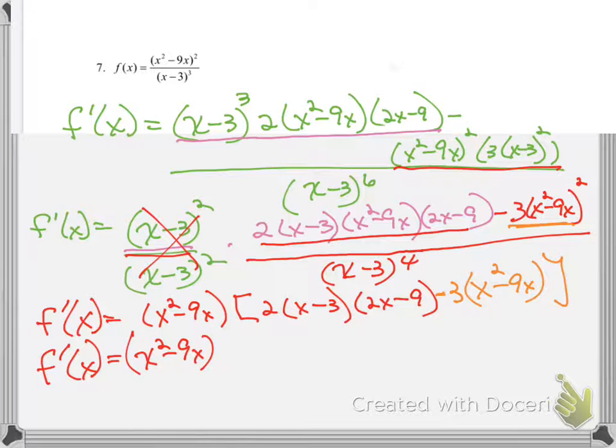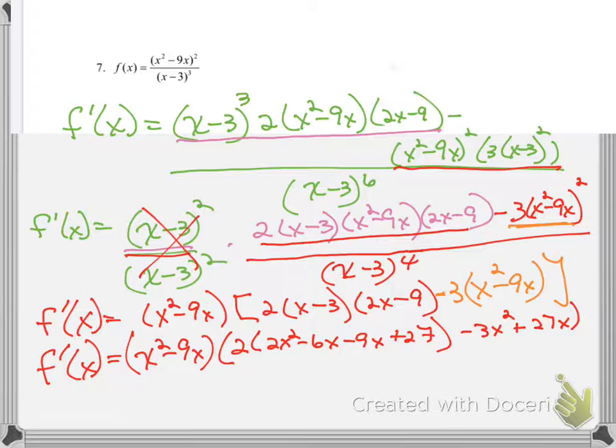Okay, so then what do we have? So I'm going to introduce the paren. Let's combine these terms. So I'm going to put a 2 out here still, and then I'm going to put another little paren, and then that's going to be 2x squared minus 6x minus 9x plus 27, okay, and then minus 3x squared, careful here, plus 27x. Okay, so let's continue to clean this up.